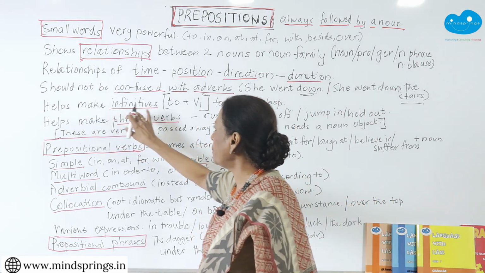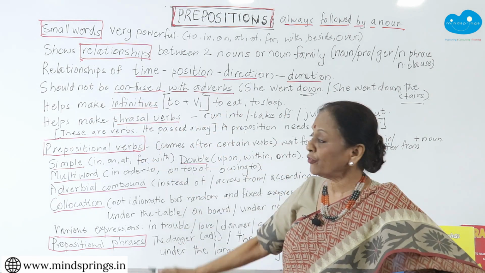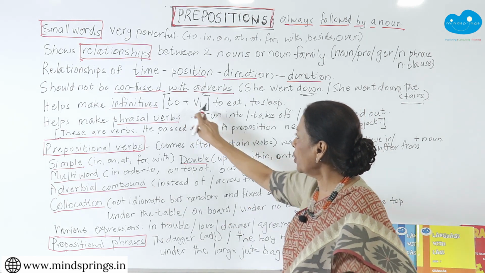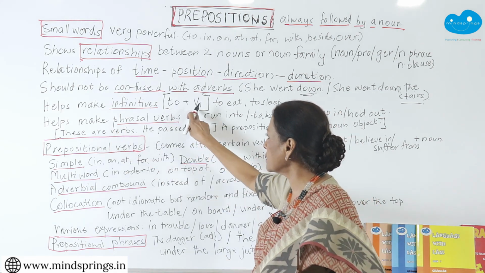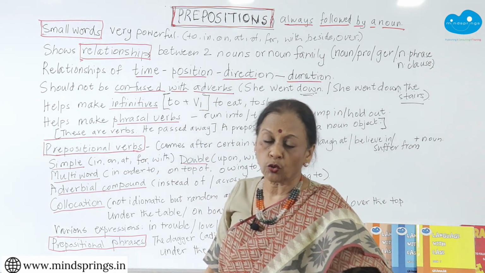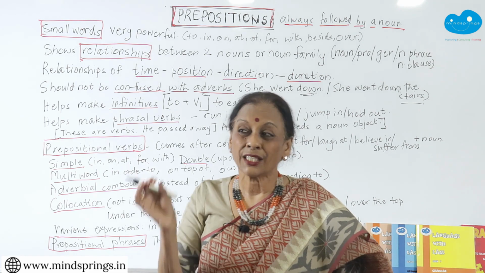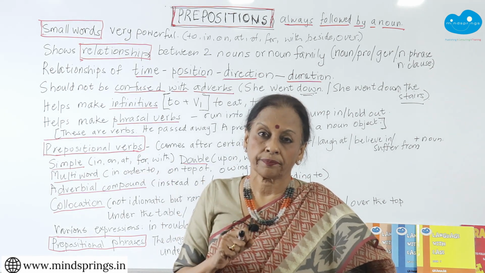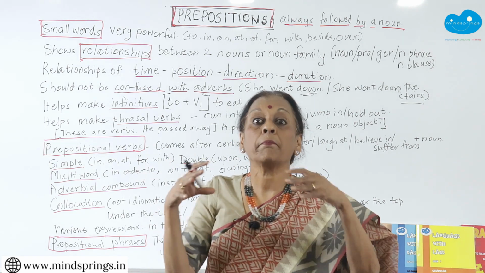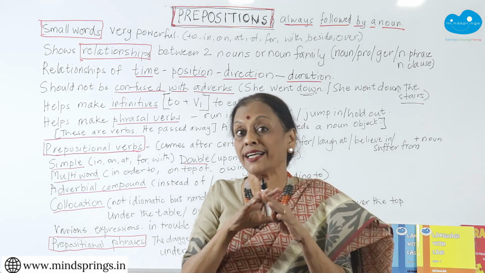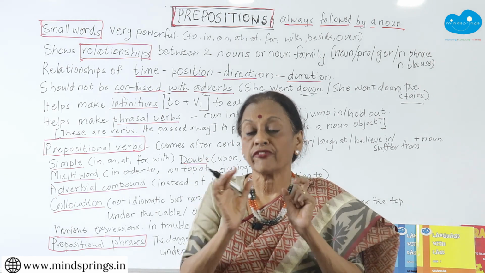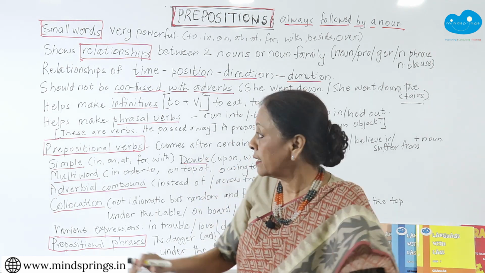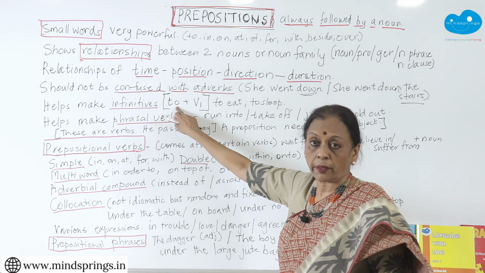It helps to make infinitives. Now, if you look at the infinitive, what do you have? To eat, to sleep, to jump, to dance. This is to plus V1, or to plus the base verb. The to there is a preposition, but it just makes the infinitive. It's got nothing else to do. It is just helping to structure the infinitive. That's all. This will not do any job of a preposition here.